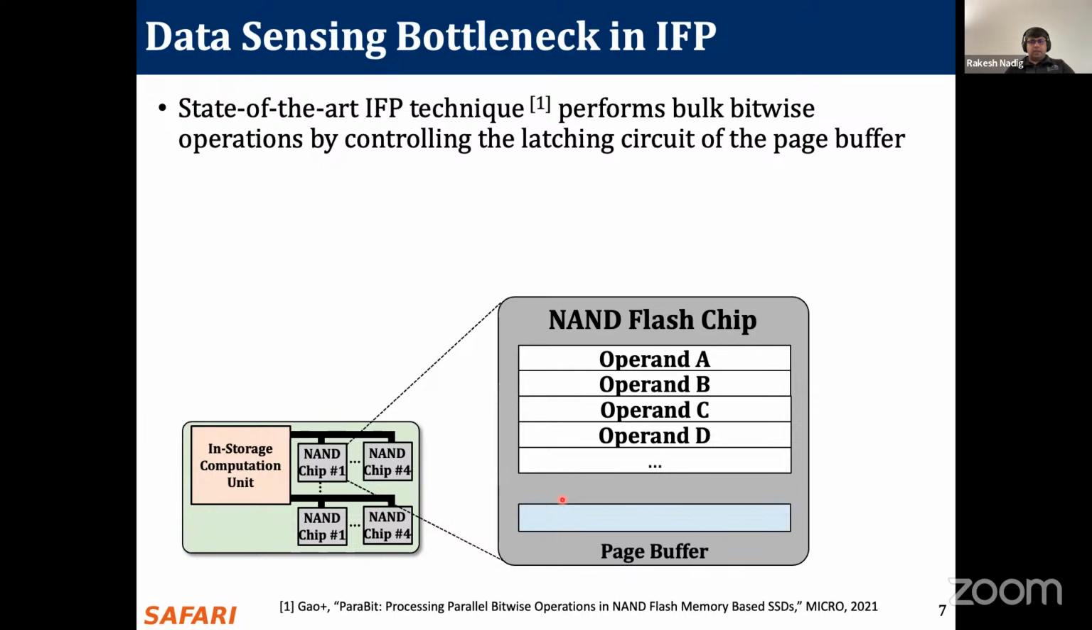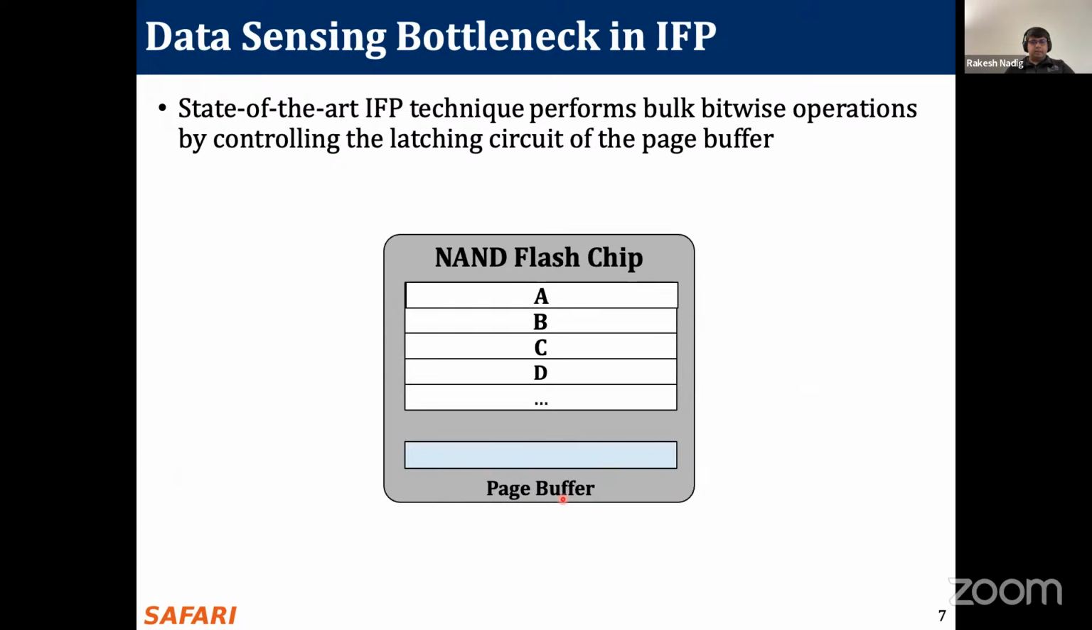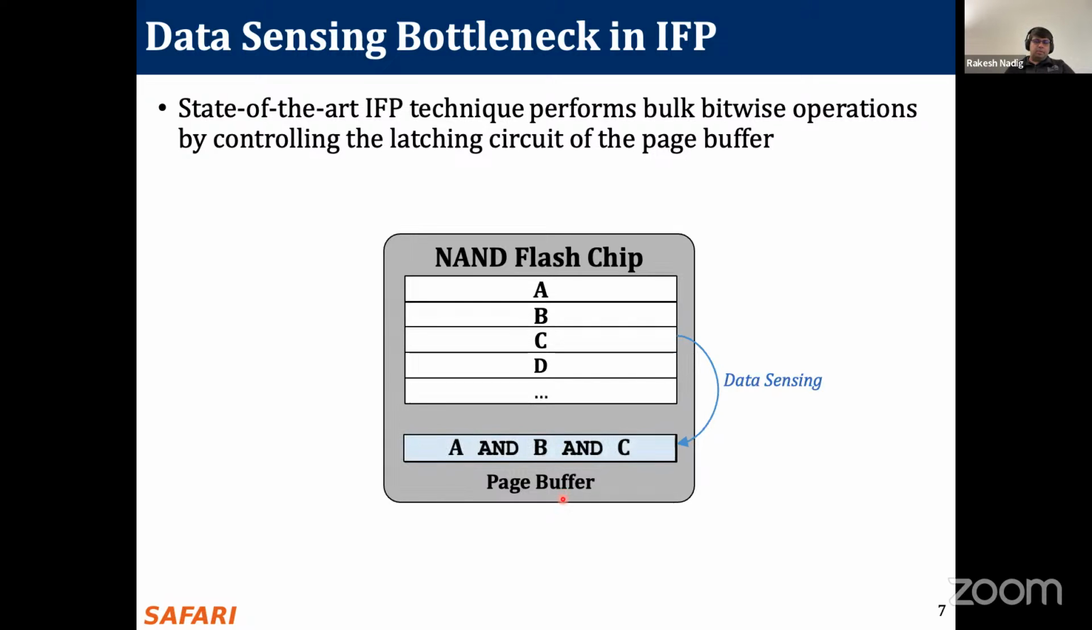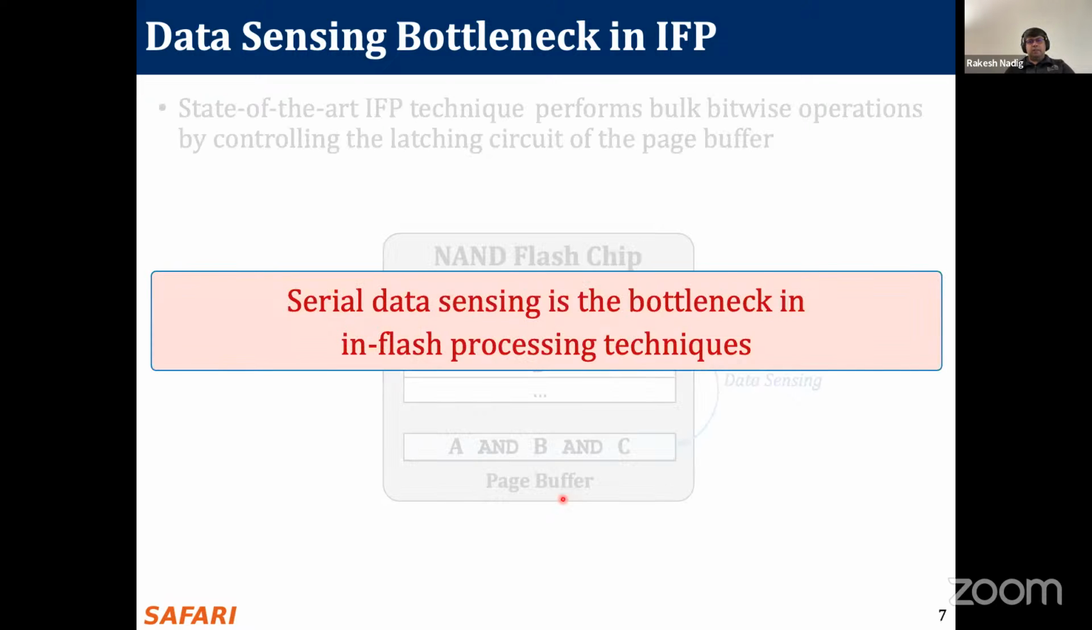The way the state-of-the-art IFP technique does bulk bitwise operations is by reading one operand at a time. So you read operand A, then you go on and read operand B, and by controlling the latching circuit, you get the result of a bitwise AND operation in the page buffer. That's between two operands, and then if you read another operand, you would get the bitwise AND of three operands, and so on. So if there are, let's say, 48 operands or 100 operands, then you need to do 100 reads to perform this bitwise AND operation.